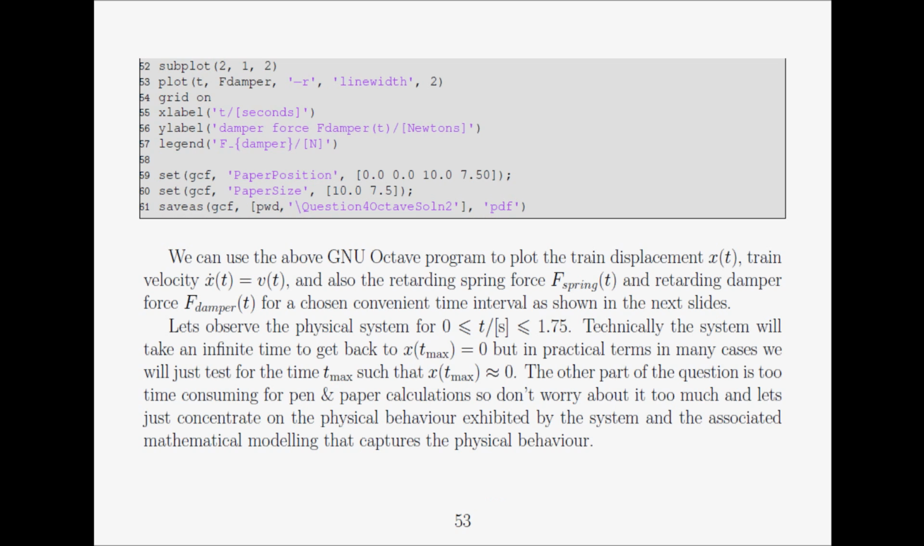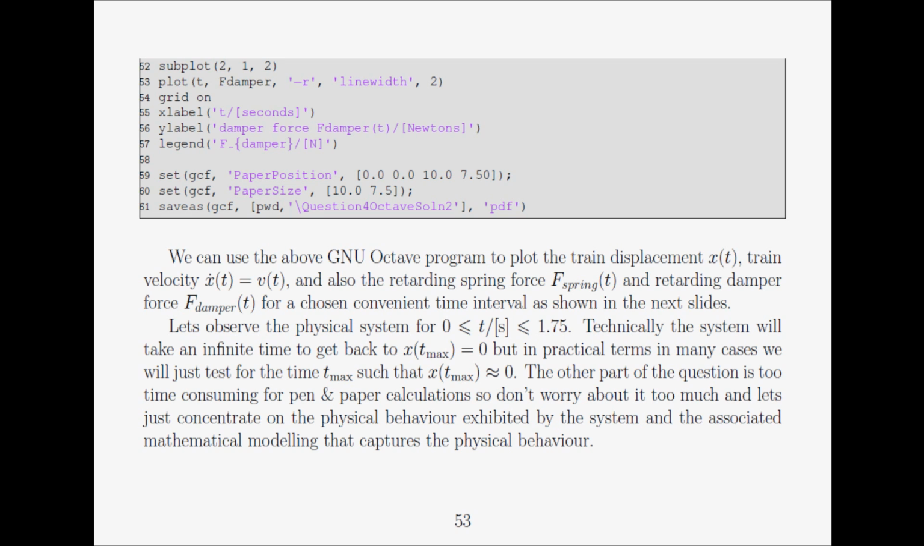So let's have a look at the system response at the end of the day. In the top graph we have the displacement, in the bottom graph we have the velocity. Displacement is the black line, the velocity is the blue line. Let's try and understand what's going on in the system. We're simulating it for a certain time, in this case 1.75 seconds.